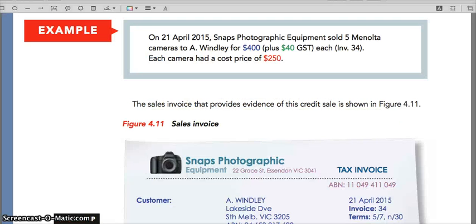I suppose the thing that stumps people when dealing with credit transactions and GST is that our customer owes us the whole amount. So it's the sale price and the amount of GST. Just because they're paying at a later date doesn't mean that they don't have to pay the GST.